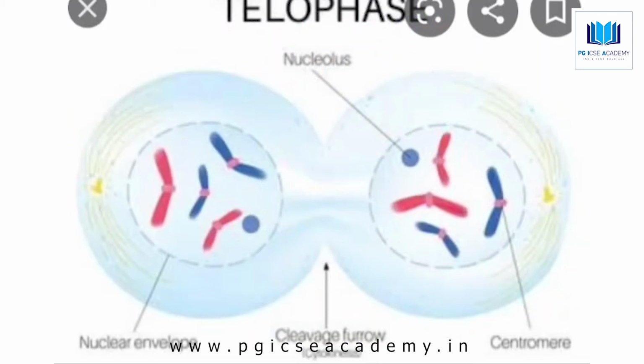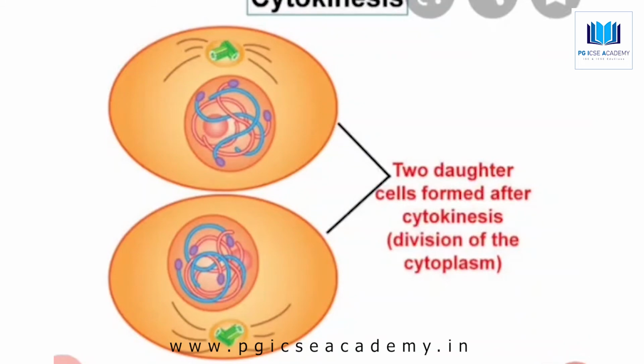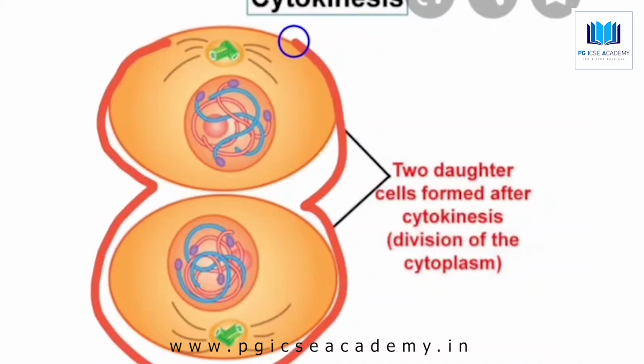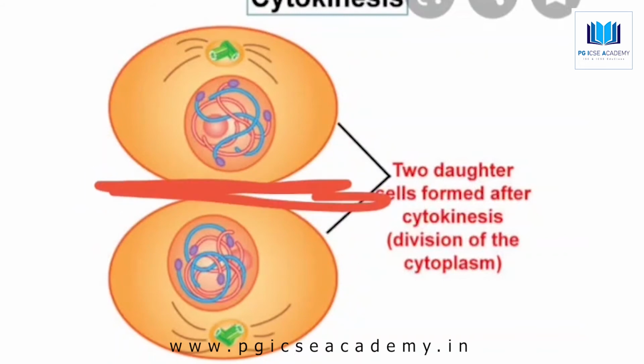Now let's understand cytokinesis. Cytokinesis means division of the cytoplasm. Two daughter cells are formed after cytokinesis. The cleavage furrow occurs only in animal cells and separates the two daughter cells. The cleavage furrow that formed in telophase disappears completely and the two cells separate from each other from the middle. So this is cytokinesis.